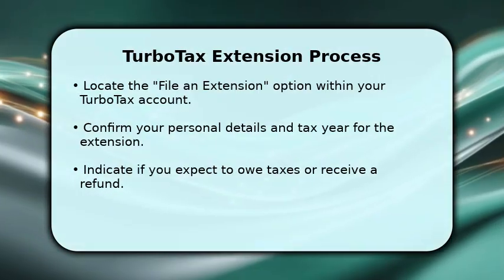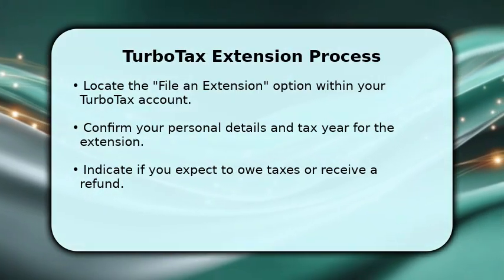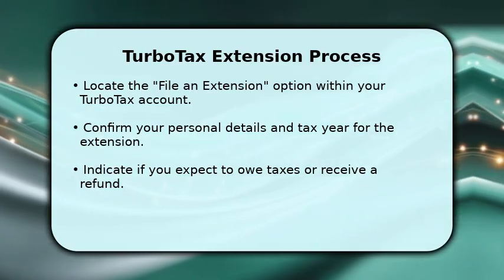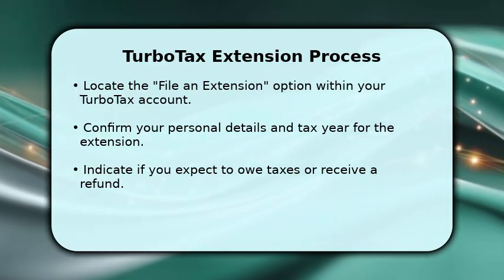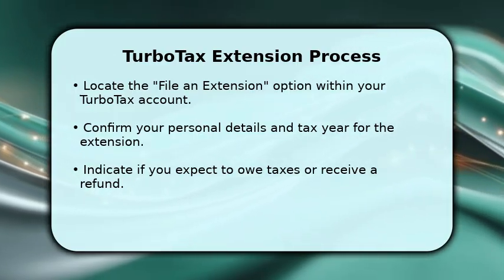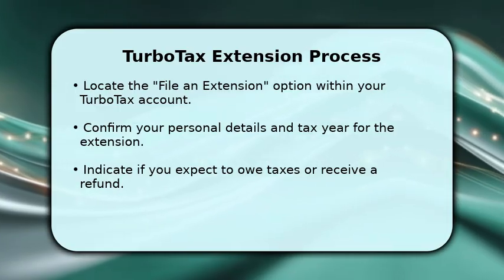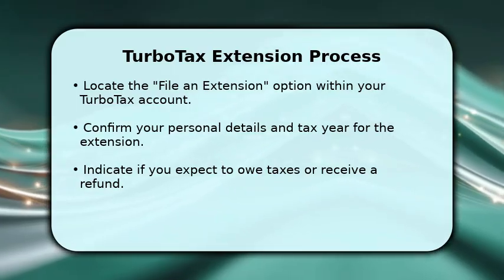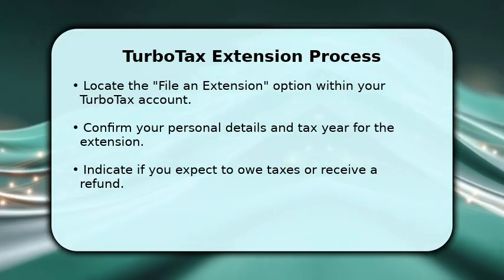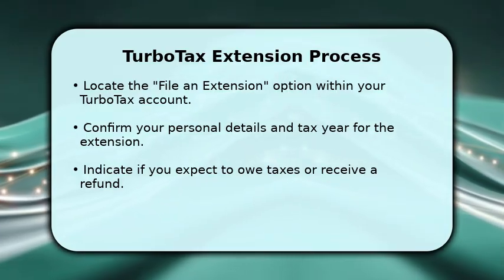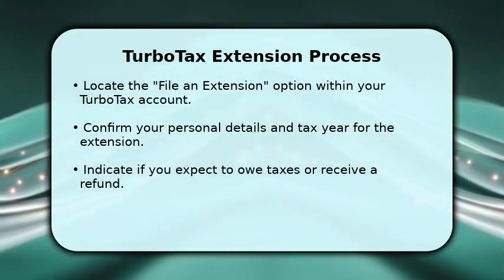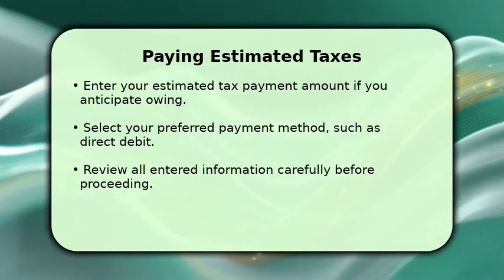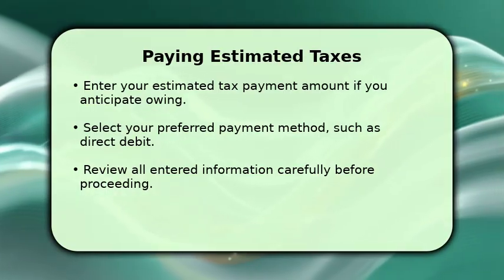Once logged into TurboTax, navigate to the section for filing an extension. You'll typically find this under the Other Tax Situations or Tools menu. Carefully review your personal information to ensure it is accurate for the current tax period. The system will then ask if you anticipate owing taxes or receiving a refund, which is important for the next steps. If you expect to owe taxes, you can make an estimated payment when filing your extension.